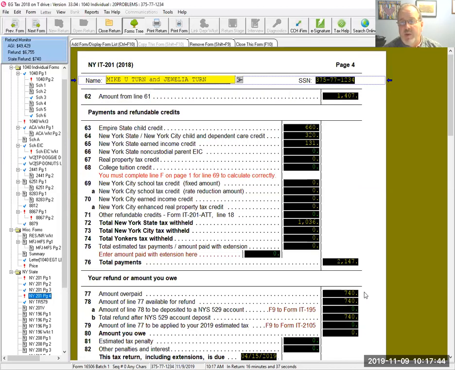Now, if this would have been a return done 2017 and prior, we would have had an energy credit. But in this case, it died at the end of 17. It's not a solar, it's not a geothermal, it's not a wind turbine, so we do not have a credit for that, okay? In the health insurance, they were covered all year long, all right?